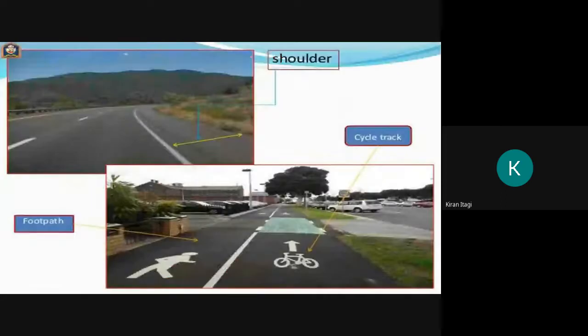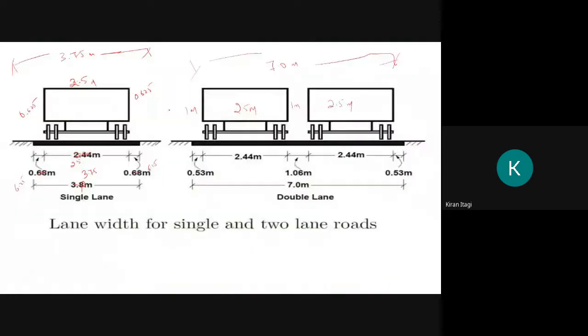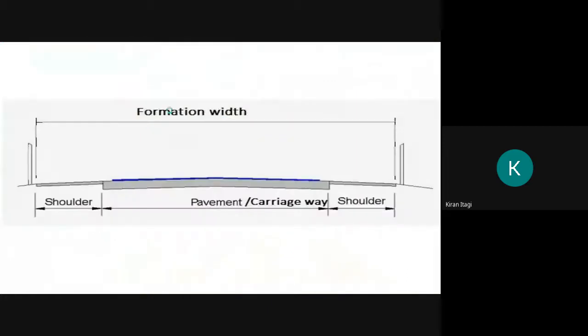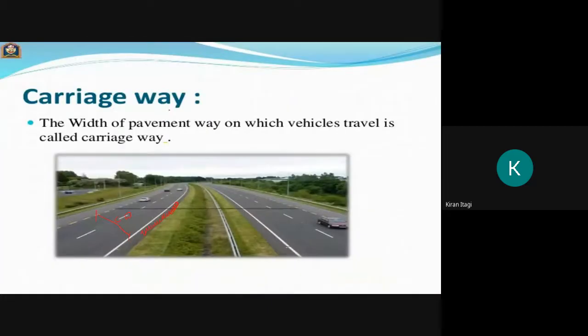Okay. One by one we will see. So here you can see this is the shoulder. First we will go for the carriageway. What do you mean by carriageway? The width of the pavement way on which the vehicles travel is nothing but the carriageway.